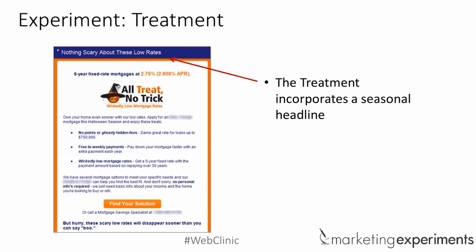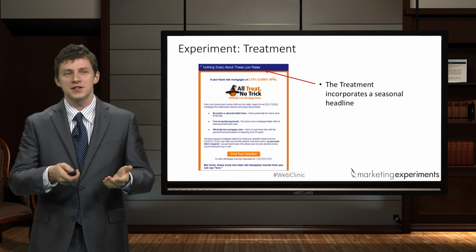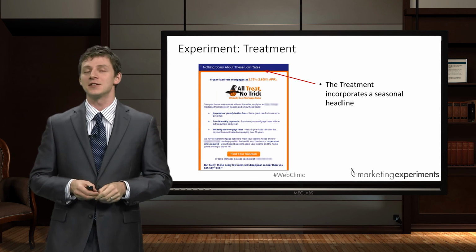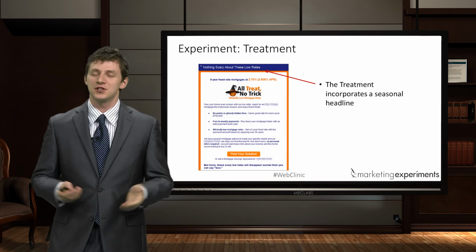Now I'm actually looking at the screen like you are, and I'm just scrolling down. And if you can see at the top, they decided to integrate it not just with that little image, all treat and no trick, wickedly low mortgage rates. They decided to put it in the headline: nothing scary about these low rates, right? And of course, it's wickedly low mortgage rates in the bullet points: no points or ghostly hidden fees, right? I think they're just trying to be funny, right?